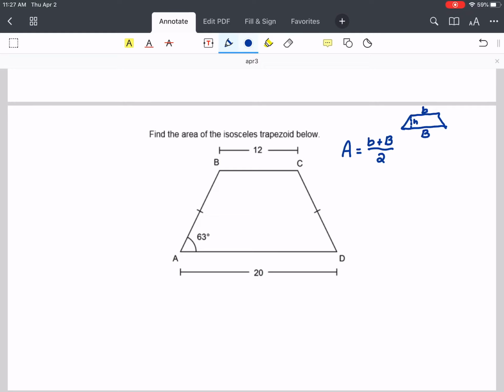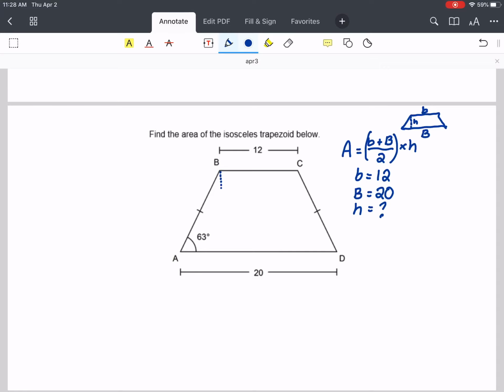So it's little b plus big B divided by 2 times h. Here, I know that my little b is 12, my big B is 20, if we're comparing the two. H, I don't know. So H is what we're going to need to find. So we're going to do something similar as in the previous question.